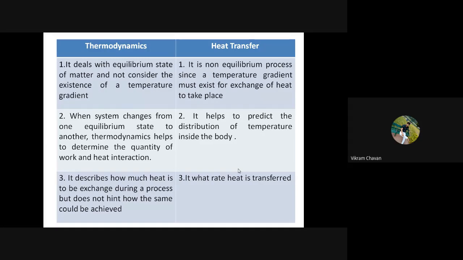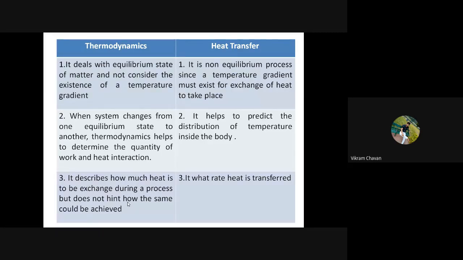Okay, so thermodynamics describes how much heat is to be exchanged during a process, but does not hint how the same could be achieved. How the same could be achieved means how much time that process took. This we cannot get from thermodynamics, whereas in heat transfer, at what rate heat is transferred, that we can easily find out.